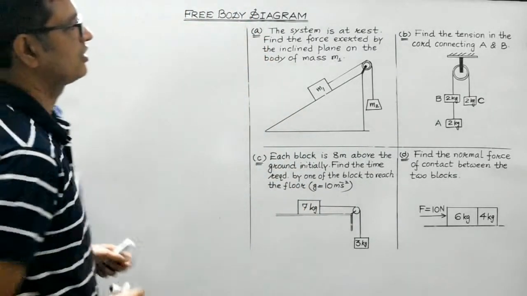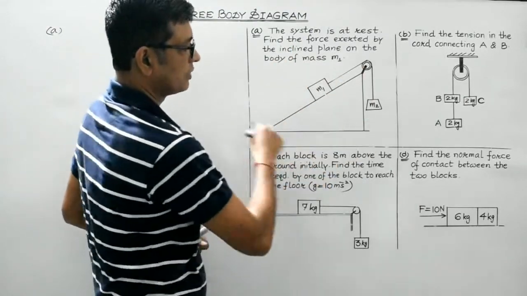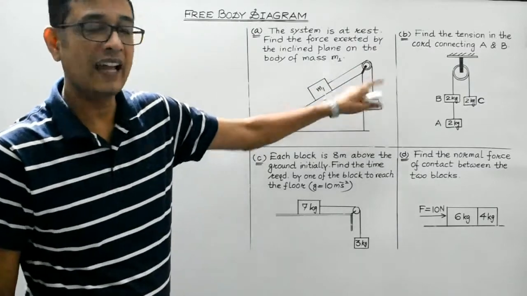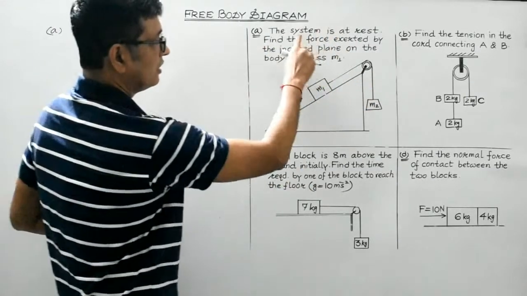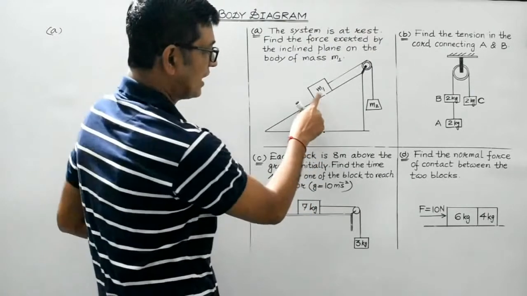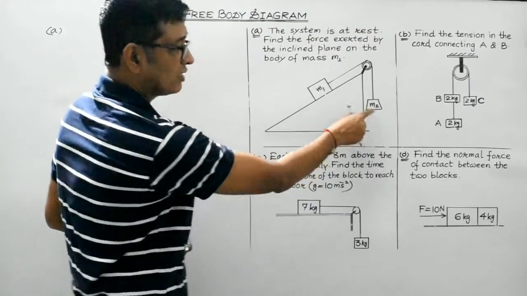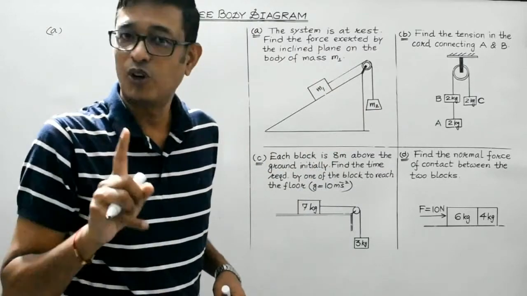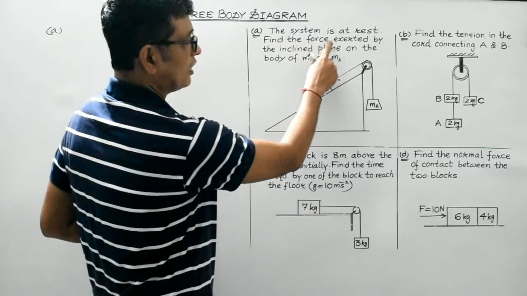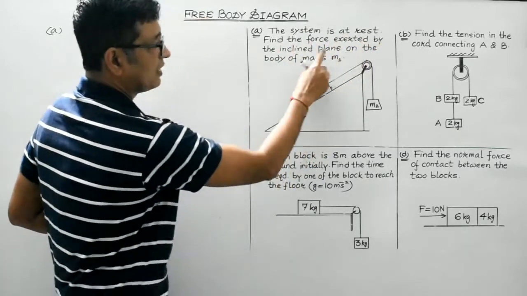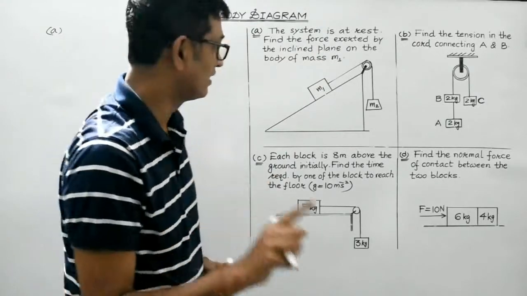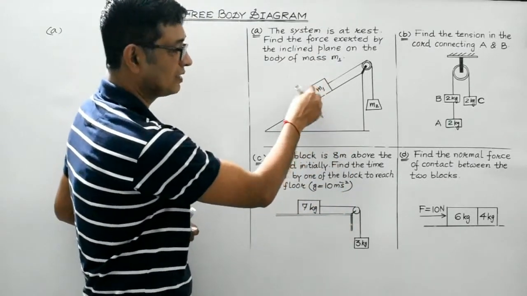It's a very interesting question. This is the system given. Mass m1 is lying on this inclined plane while mass m2 is hanging, right? And it is given that the system is at rest. So it is at equilibrium. So the net force acting on the body of mass m1 as well as the net force acting on the body of mass m2 is 0, right? You are supposed to find out the force exerted by the inclined plane on the body of mass m1.